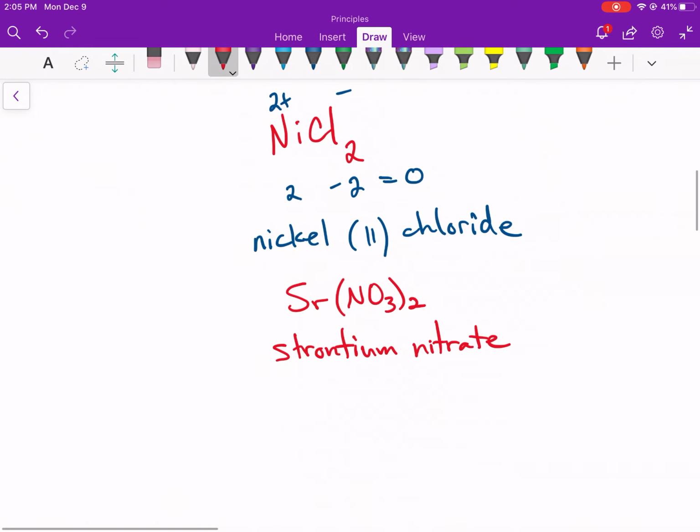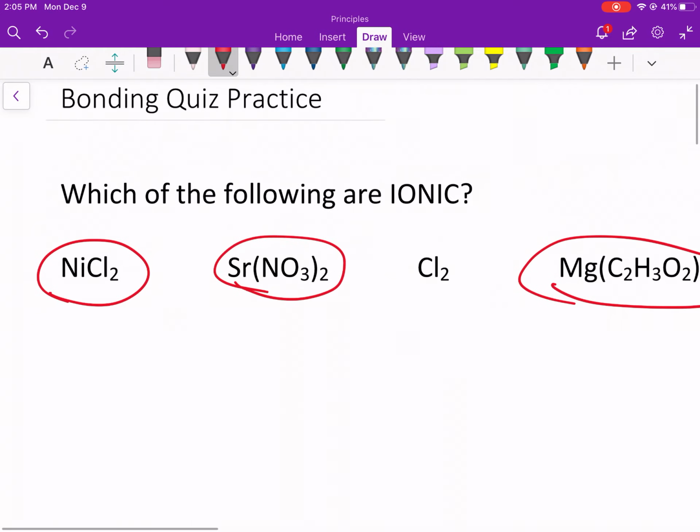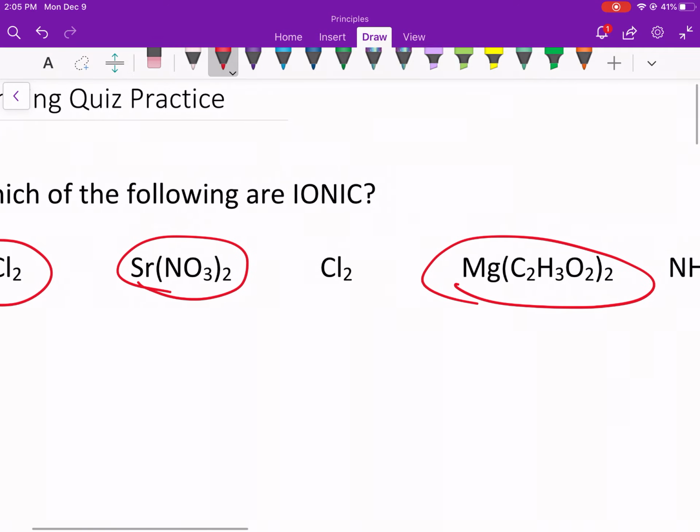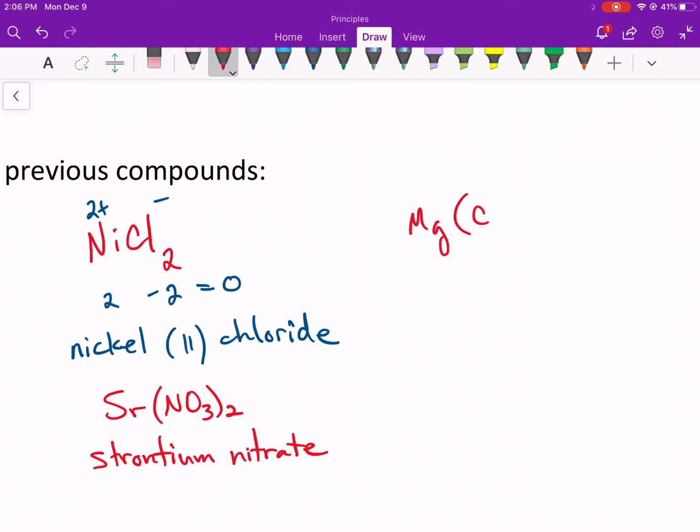All right, and then we have Cl2. Well, that's just a molecule, so Cl2 would just be called chlorine, so you don't really have to worry about naming one like that. And then Mg(C2H3O2)2, and this one would just be called magnesium acetate. Again, magnesium is not a transition metal. It's in group 2, so it doesn't have a varying charge, so you do not include a Roman numeral. And since this is ionic, we're not going to call it diacetate or anything like that. There's no prefixes given with ionic compounds.